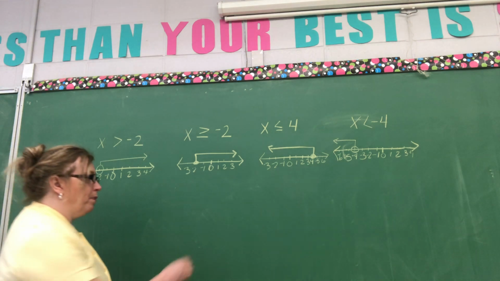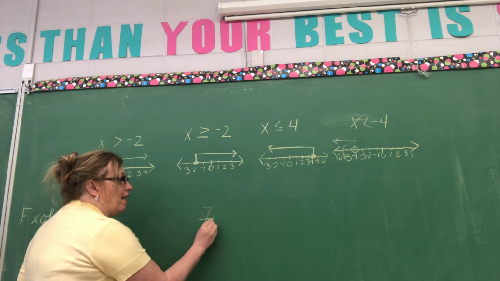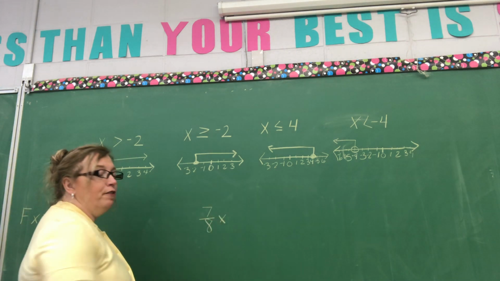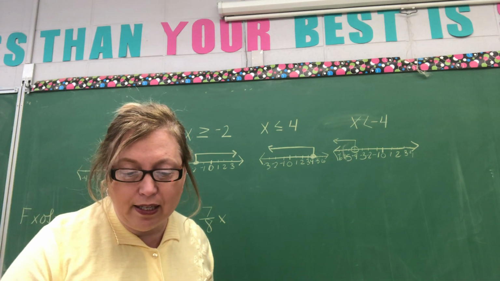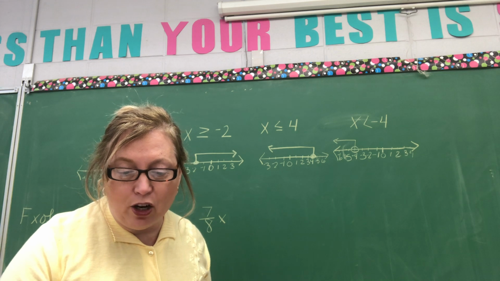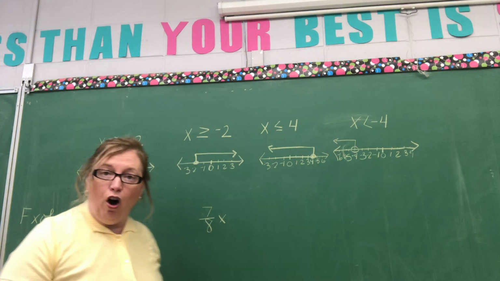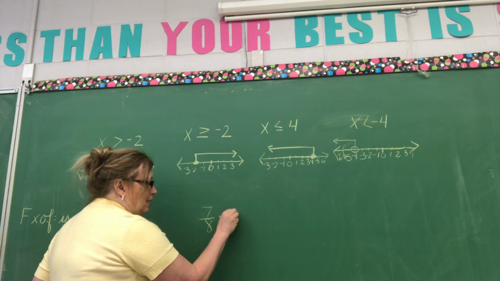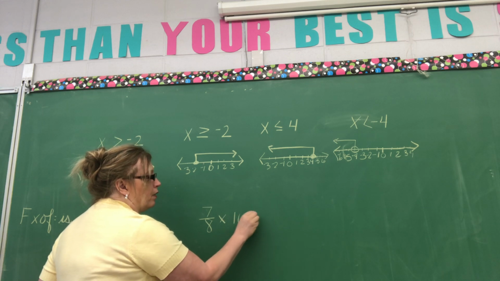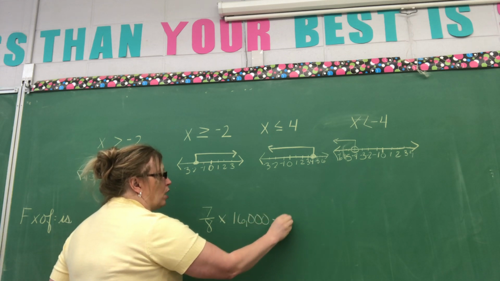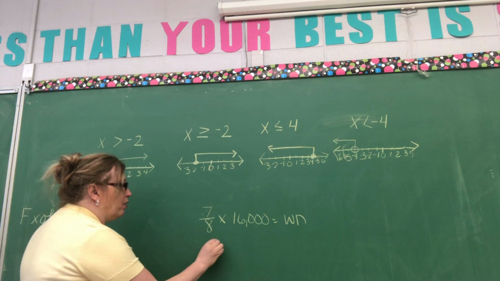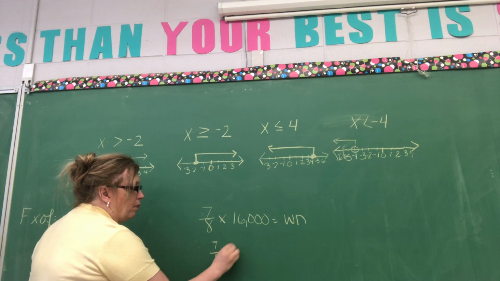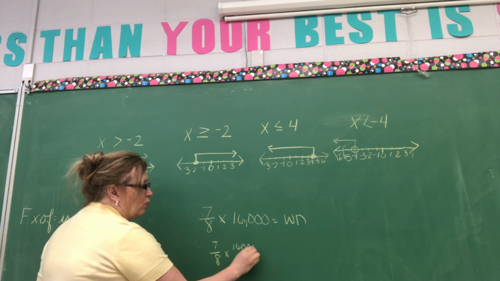What's our fraction? Our fraction is 7/8 of how many? Well, the problem says it is 7/8 and that there are 16,000 in all. So we have 16,000, and that equals our what number? So all we really have here is a fraction problem. Okay, we're going to put our 16,000 over 1.